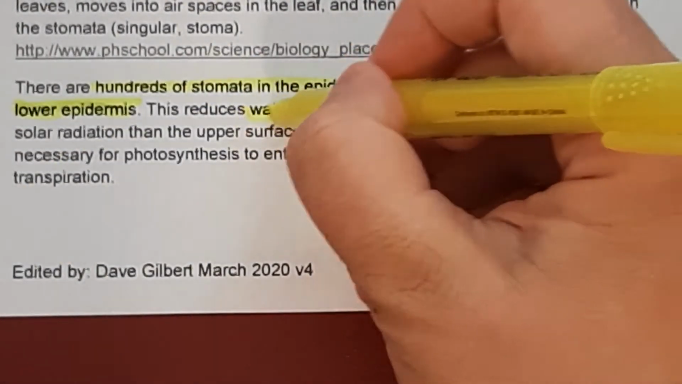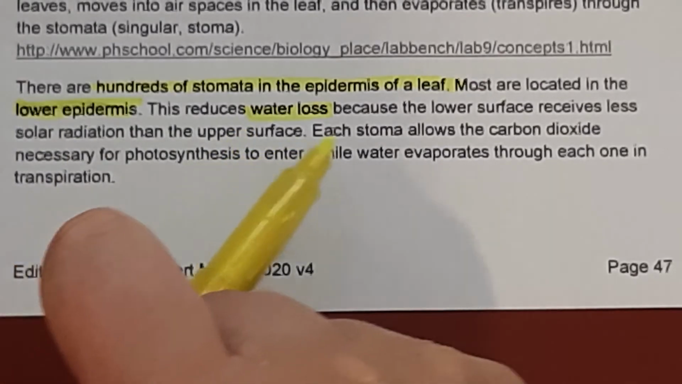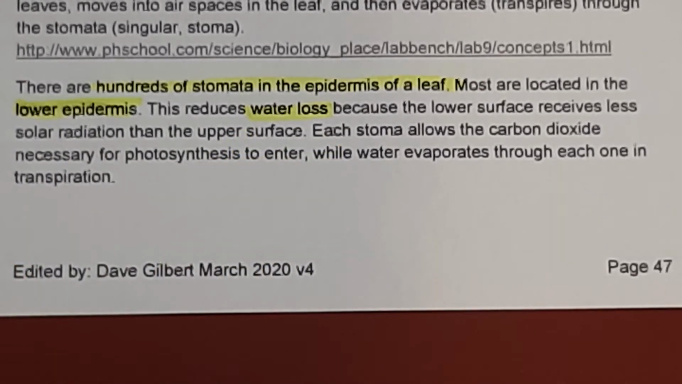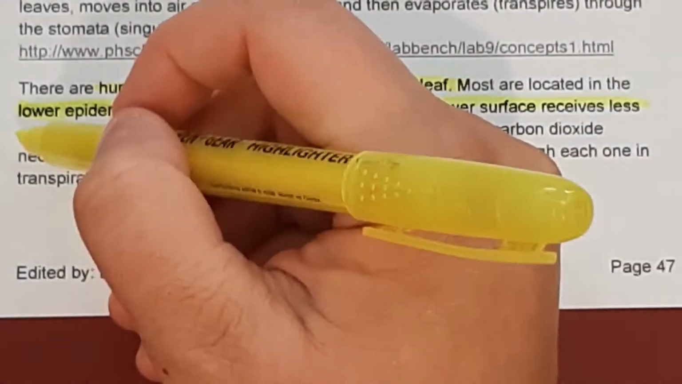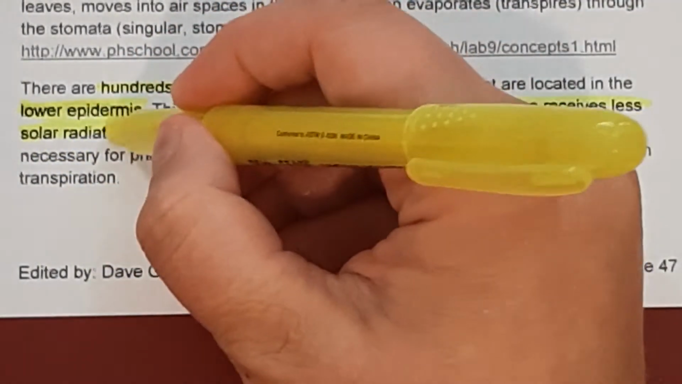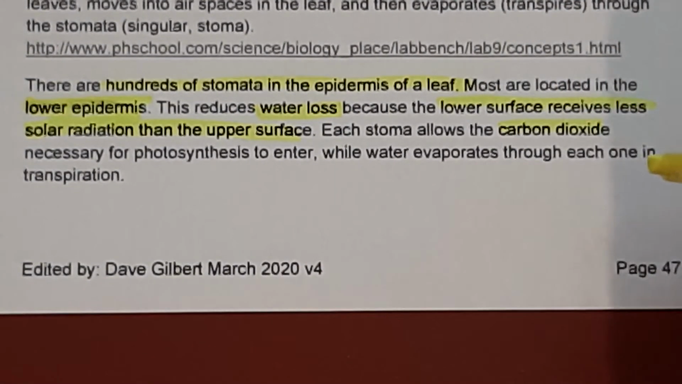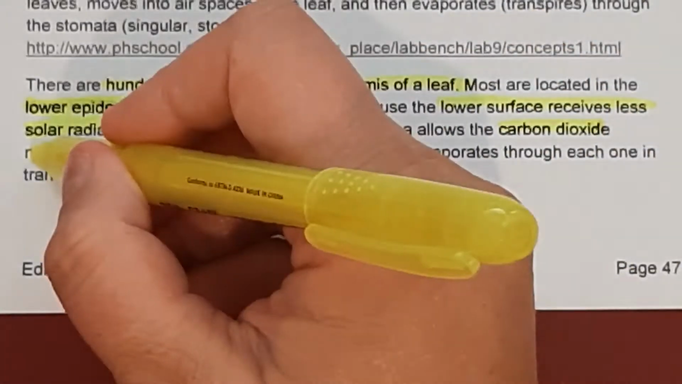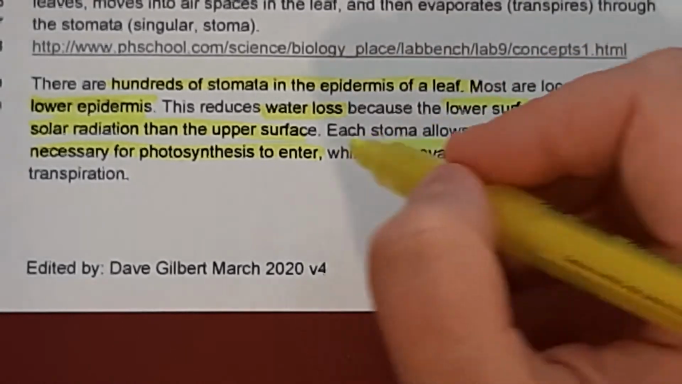They reduce water loss, okay, and because they're on the lower surface, that's why they reduce water loss, because the lower surface receives less solar radiation than the upper surface. Okay, so if the holes are on the top, all the water would evaporate out of the plant through these holes, through these stomata. So they reduce water loss because the lower surface of the leaf receives less solar radiation, so less heat, than the upper surface. Each stoma allows the carbon dioxide, which is needed for photosynthesis, to enter. And the water evaporates through them as well via transpiration.